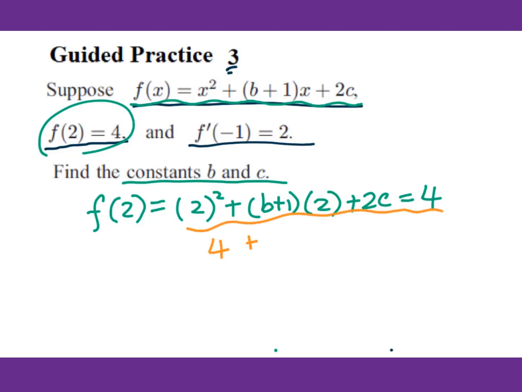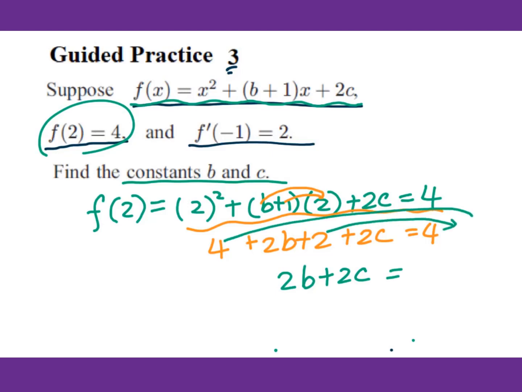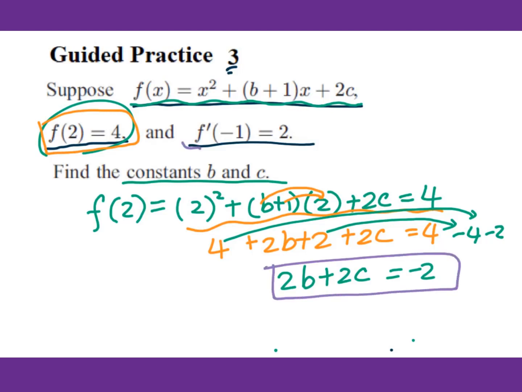Simplify: 4 plus, distributive property, 2b plus 2 plus 2c equals 4. So we have 2b plus 2c equals, subtract 4, subtract 2, you will get negative 2. So from this given information, we got this equation. Look at this information. That's the derivative of f of negative 1 equals 2. So you have to get the derivative of f of x first.